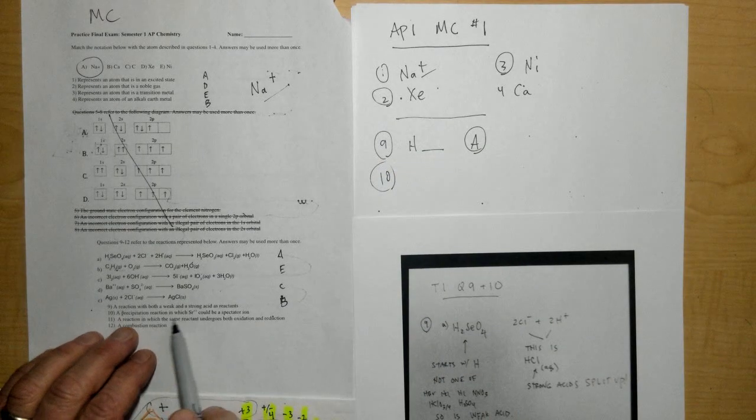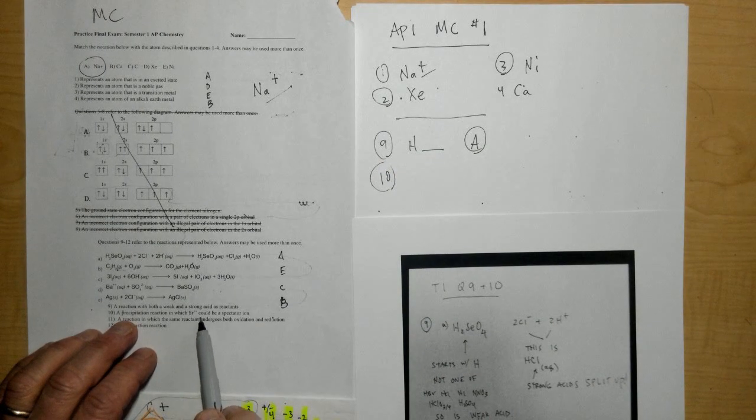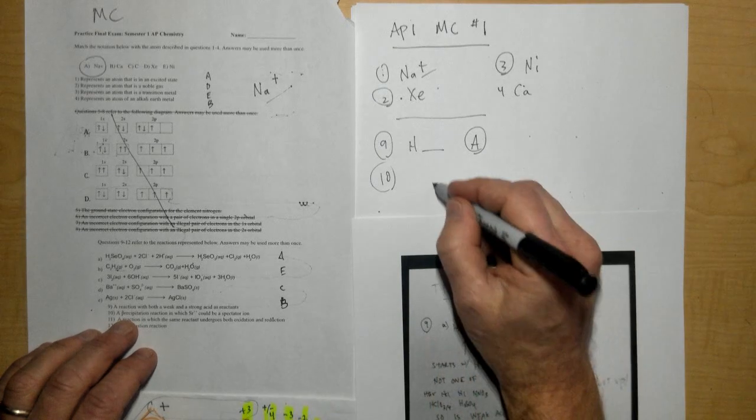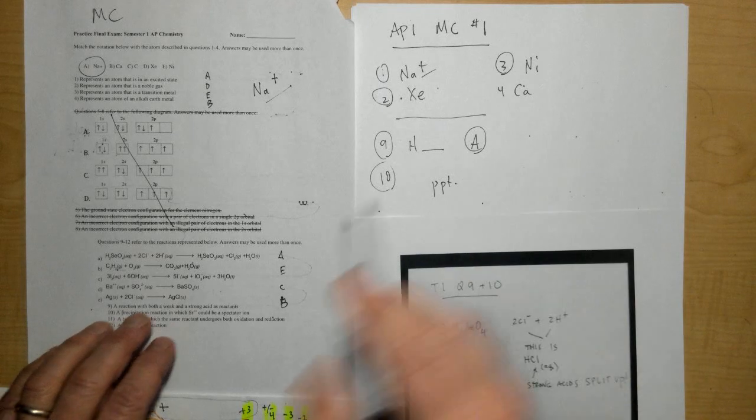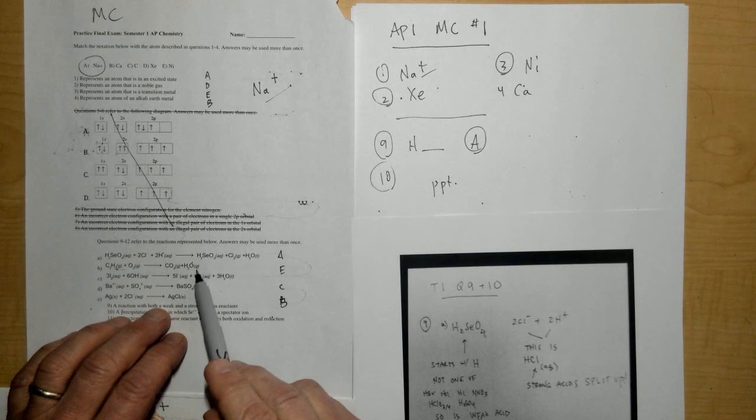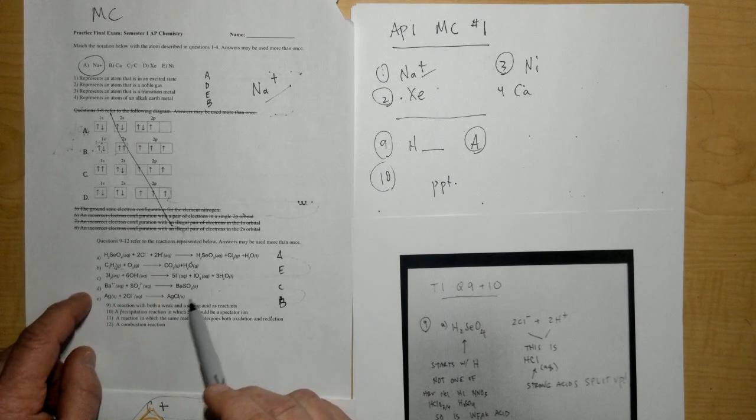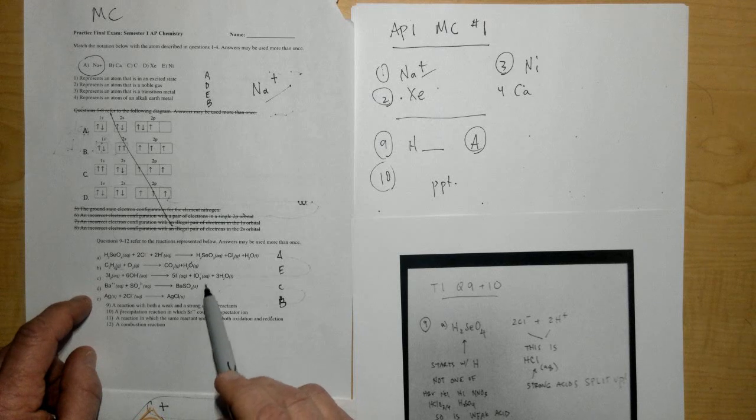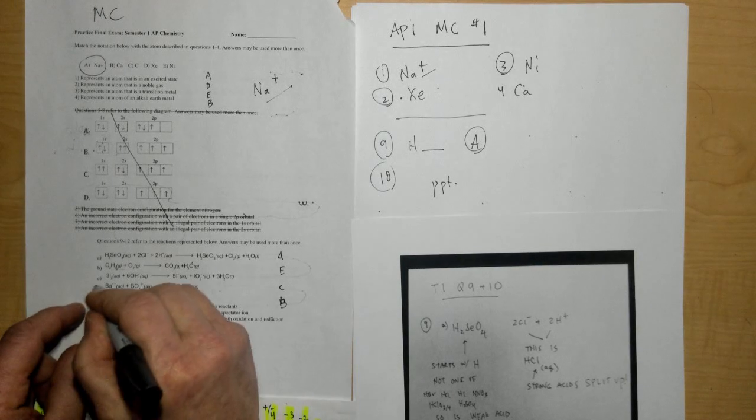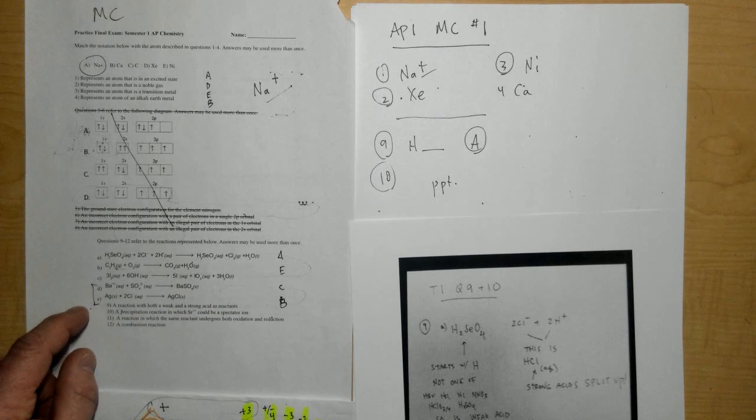Number 10, a precipitation reaction in which Sr could be a spectator ion. So a precipitation reaction, remember, is one that's going to form a solid. And so we have to look through these to find one that forms a solid, and it turns out there's 2 that do right here, both D and E. And so we're kind of narrowed down to those 2 possible ones.